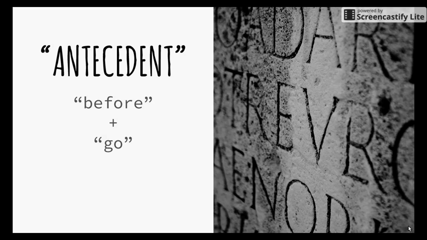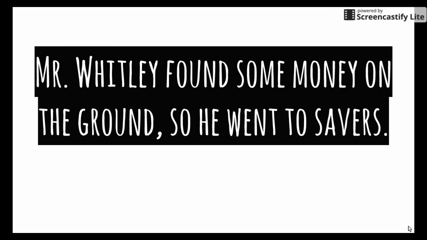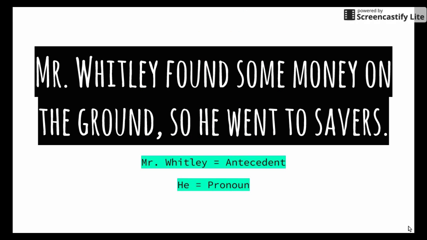Now remember, I said usually, not always. Don't you dare go tell those grammar police I said always. Let's look at an example. Okay? Mr. Whitley found some money on the ground, so he went to Savers. He is the pronoun and Mr. Whitley is the antecedent. Since Mr. Whitley comes first, when you see the word he later in the sentence, you know it's referring back to Mr. Whitley.